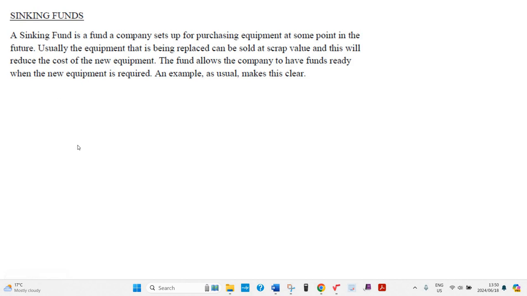Okay, now we're going to look at sinking funds, and it's really just future value. A sinking fund is a fund you set up to buy something at some point in the future, and it's usually equipment being replaced. You're going to trade it in, and this will reduce the cost of the new equipment.